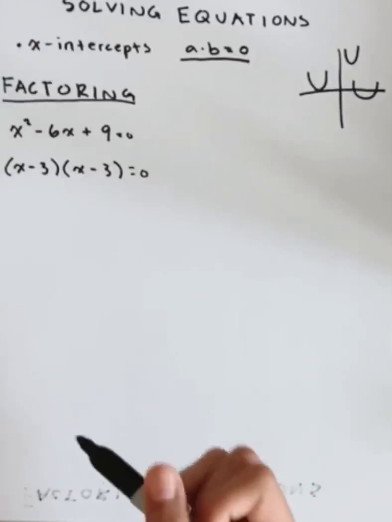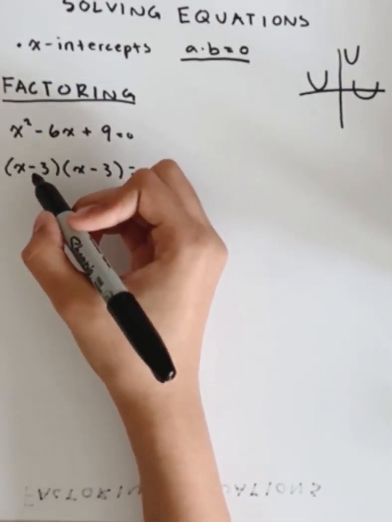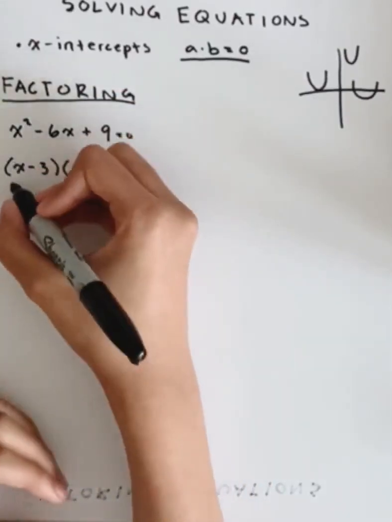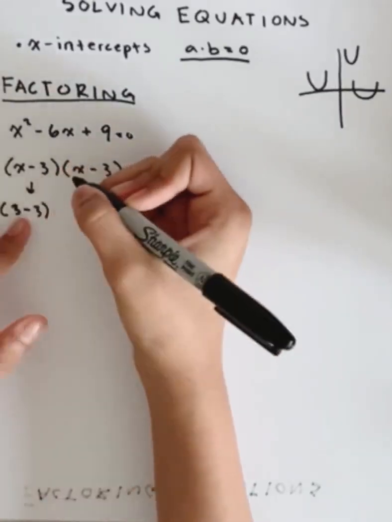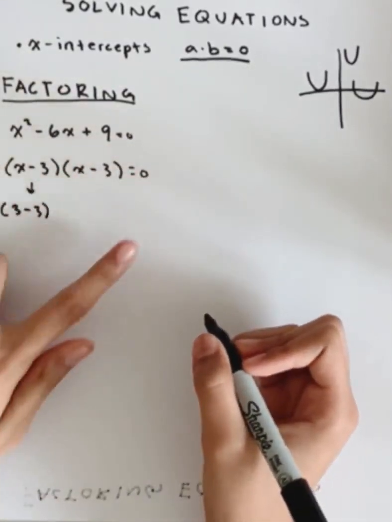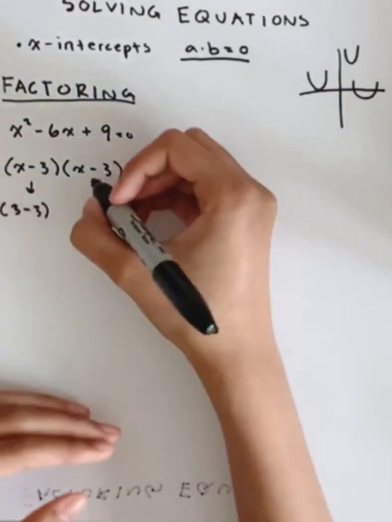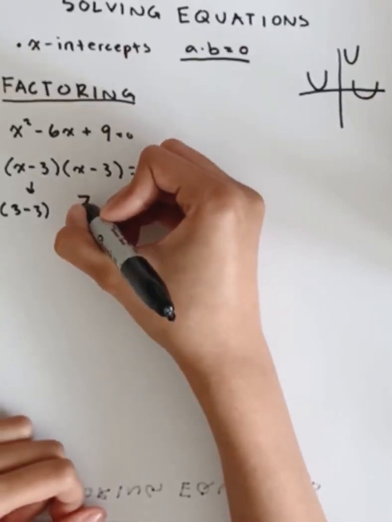So let's solve this. How can we make this 0? What minus 3 equals 0? Well, that's 3 minus 3. So if we substituted a 3, you'd get a 0, and 0 times this would equal 0. And for the other one, it's the exact same thing, 3. So there's only one solution, which is 3.